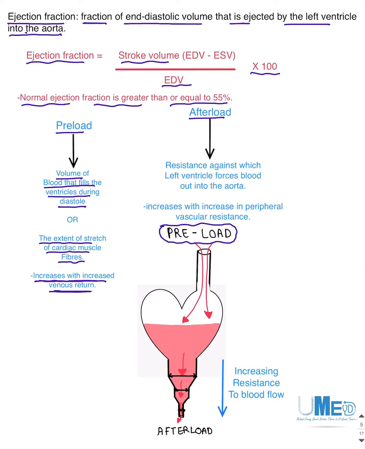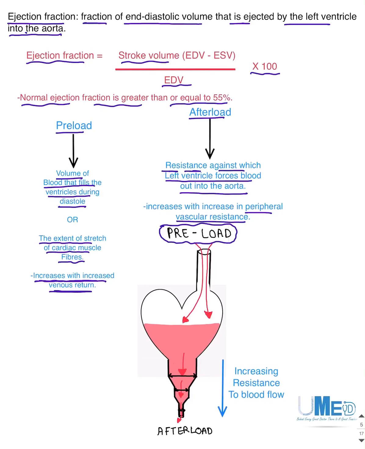How do we define afterload? Afterload is the resistance against which the left ventricle forces blood out into the aorta. So afterload is a resistance which the left ventricle faces when it pumps blood into the aorta. And afterload depends on peripheral vascular resistance. How do we define peripheral vascular resistance? It is the resistance of systemic arteries and the aorta to the flow of blood.